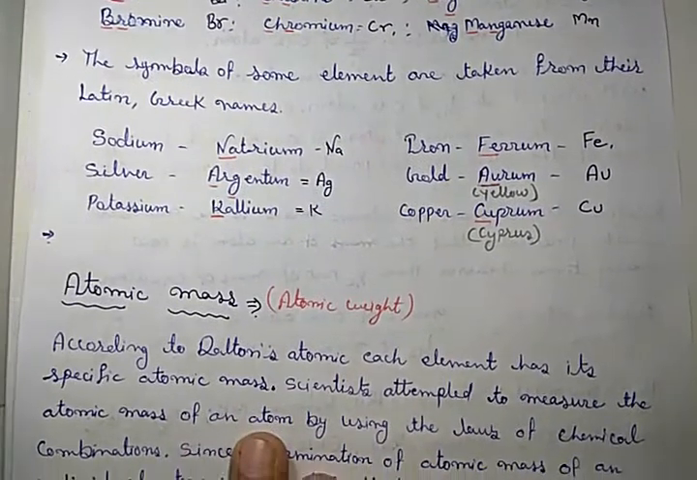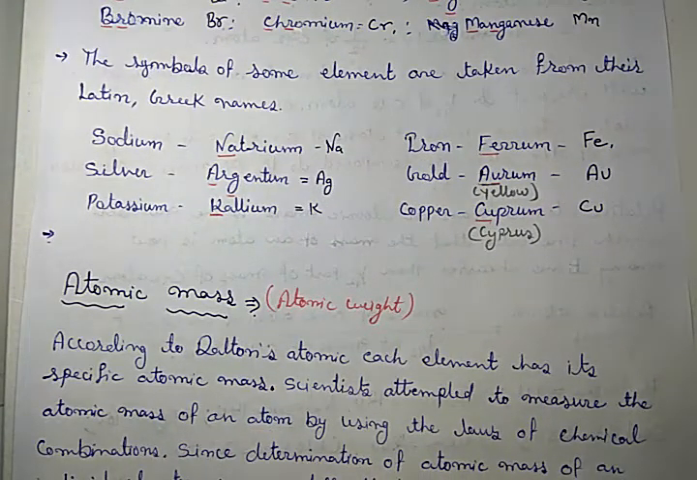Now, the symbols of some elements are derived from their Latin or Greek names. For example, sodium, in Latin, is called natrium, so its symbol becomes Na. Silver, in Latin, is argentum, so its symbol becomes Ag.